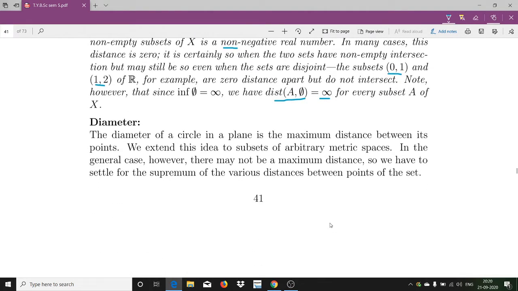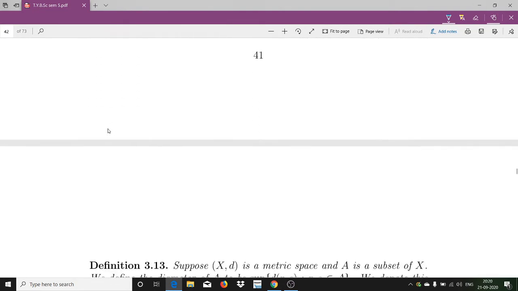Next term which we want to define is diameter. Now whenever in your plane geometry you talk about diameter of a circle, and how do you define your diameter of a circle? If you want to define it in terms of distance, it is the maximum distance between 2 points of your circle. Now we will extend this idea to the general metric space. Let's see how we can extend it.